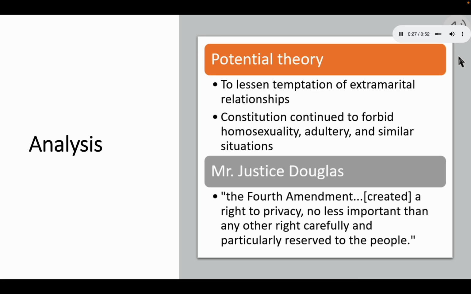The second point I feel needs to be mentioned comes from a quote. Mr. Justice Douglas stated in trial that the Fourth Amendment created a right to privacy, no less important than any other right carefully and particularly reserved to the people. All other rights in the Constitution are giving power to the people, but Connecticut's government was attempting to take some of that back with this law.